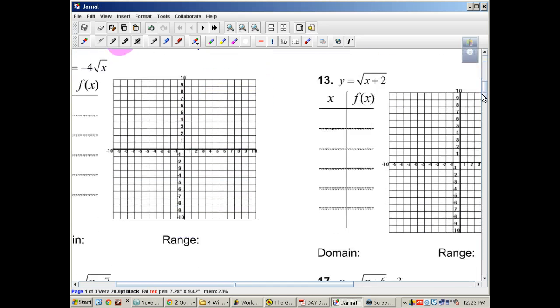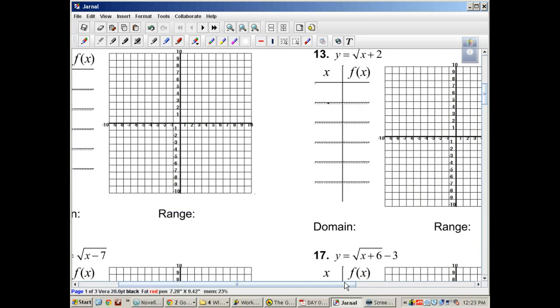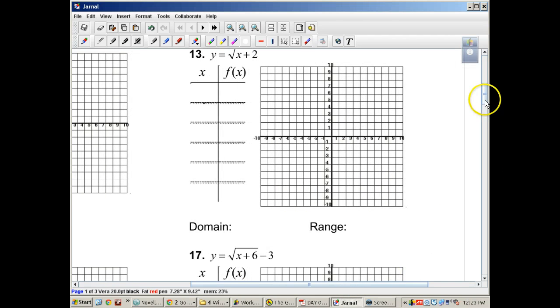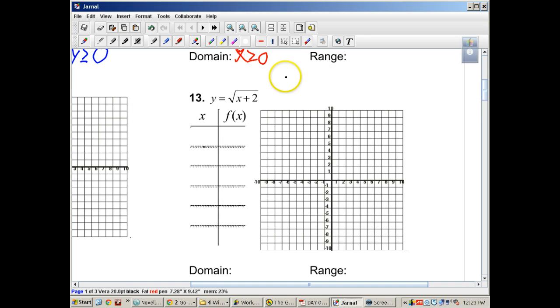Let's go down to 13 and do the domain. What's the domain on 13? Okay, so x plus 2 is what?